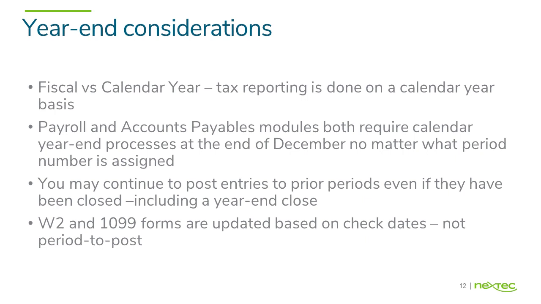You can continue to post entries to prior periods, even if they've been closed, including a year-end close. And the W-2 and 1099 forms are updated based on check dates, not the period to post. So make sure you understand that it's looking at anything that's been cut through the end of this year.